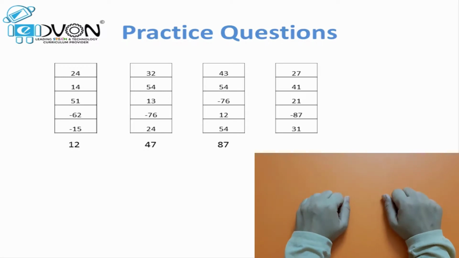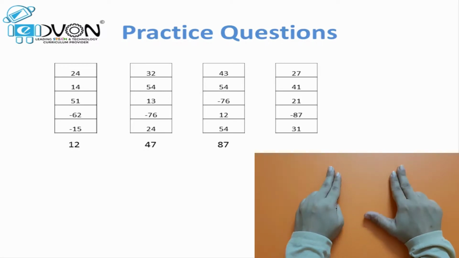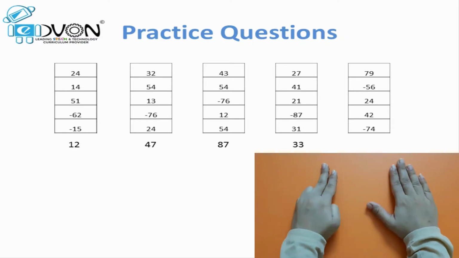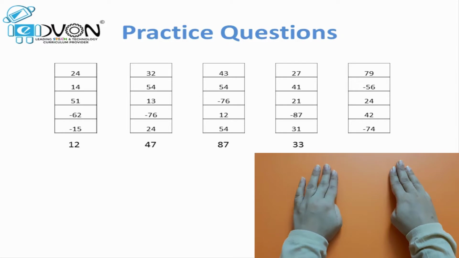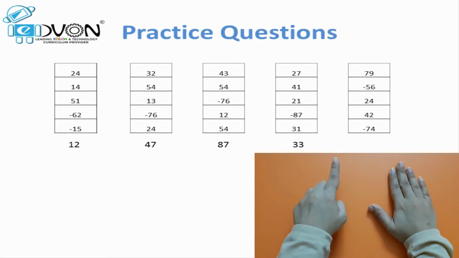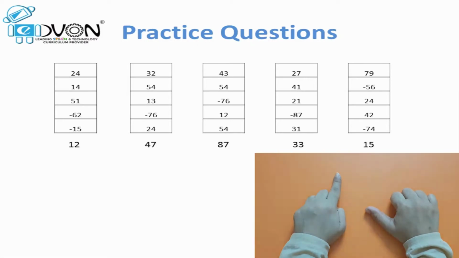Next question. 27 plus 41 plus 21 minus 87 plus 31. Answer 33. Next question is 79 minus 56 plus 24 plus 42 minus 74. Answer 15. Let's practice the same sets of questions on the abacus as well.